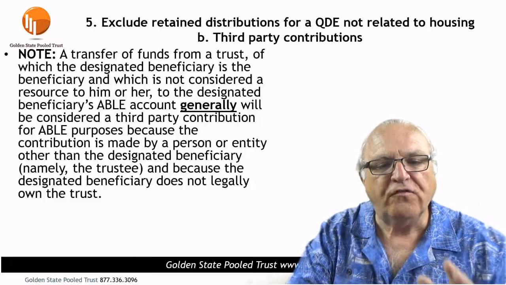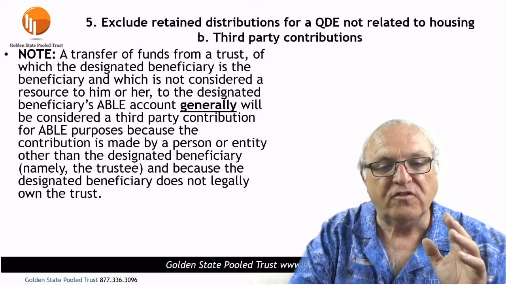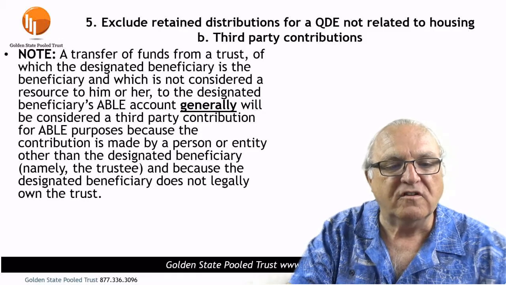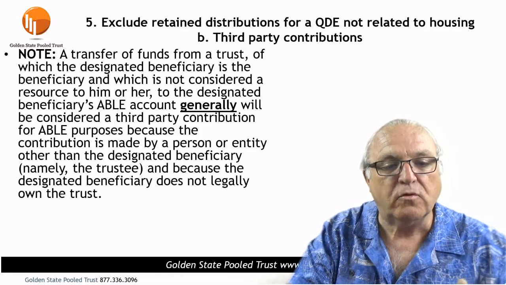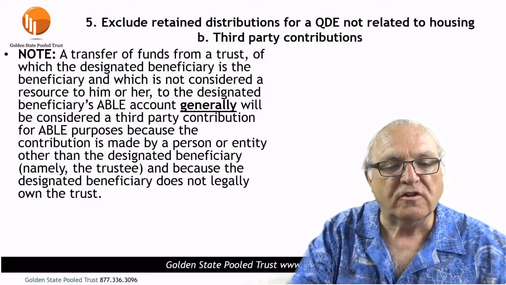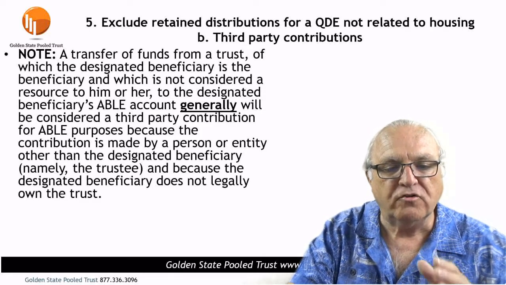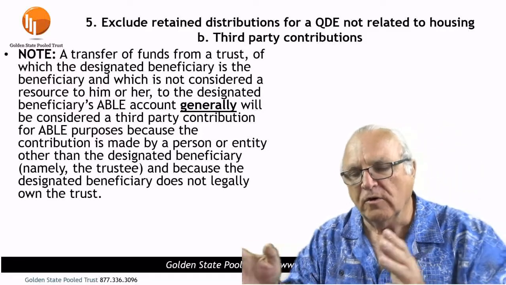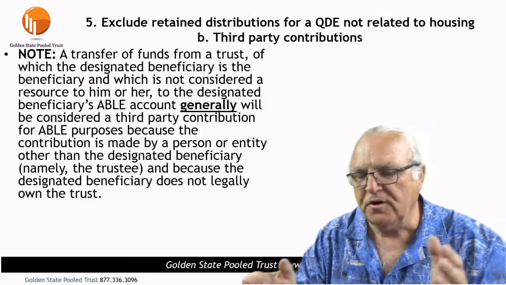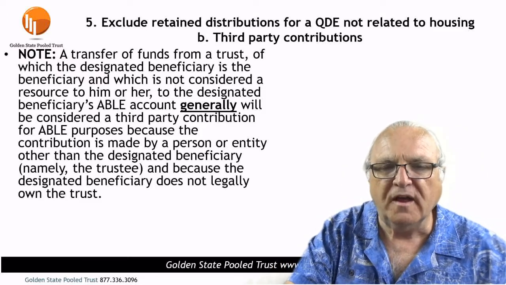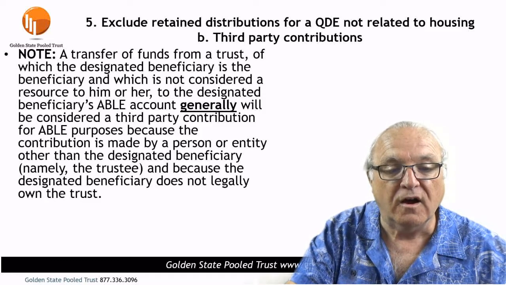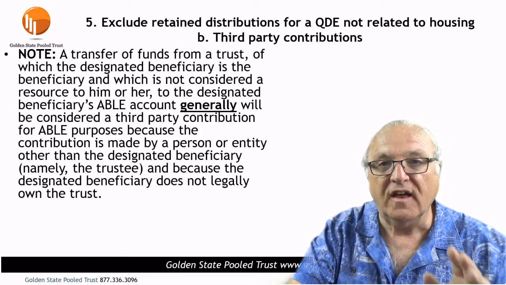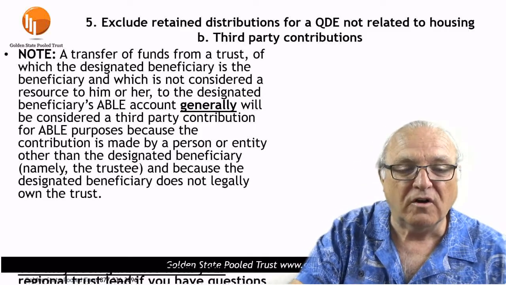Note, a transfer of funds, and this is huge, from a trust of which the designated beneficiary is the beneficiary, and which is considered to be a resource, not considered to be a resource to him or her, generally will be considered a third-party contribution. So what this is telling us is whether it's a self-settled trust or a third-party trust, a pooled trust, or an individual trust, the transfer from a special needs trust to an ABLE account here is a contribution and will not be considered income. And that's going to be really the focus of a lot of what we're going to talk about here.